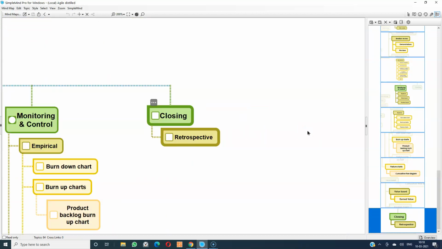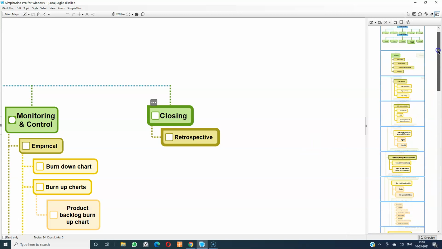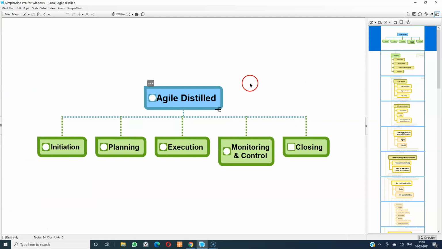Then comes closing. This can be closing the sprint, or closing the iteration, or closing the project. Everything happens with a retrospective. So this is my way of simplifying complexity. Instead of talking about a lot of things, it is easy now to remember Agile Distilled. Like every other project, an Agile project also can pass through the phases of initiation, planning, execution, monitoring and controlling, and closing. Initiation is where you have to create the Agile environment and the mindset. So initiation talks about that first, and then it talks about how to do a project specific initiation. Planning, again, can be at a product level, at a release level, at an iteration level. Then execution, monitoring and controlling, and closing.